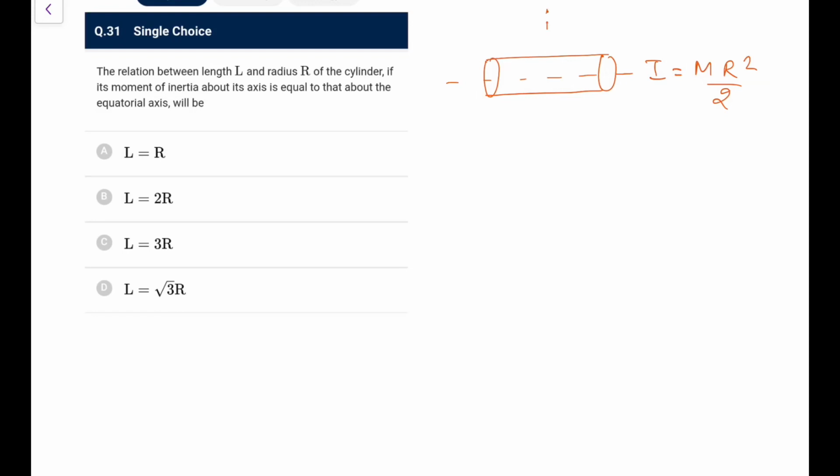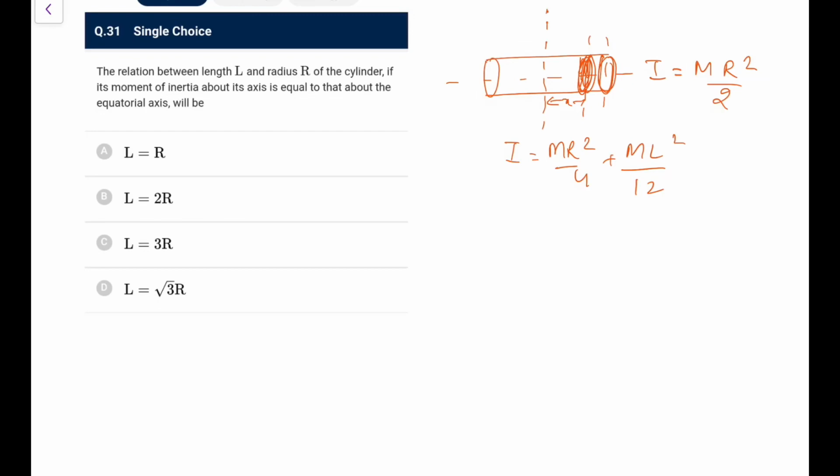Now about the equatorial axis, this one, this is interesting. About this, we take the example of the disc. This one is MR square by 4 added to what we say for the rod, ML square by 12. This is the formula that you should remember. If you want to derive, take a small thin disc of thickness dx, write it as dm R square by 4 plus dm into x square, and integrated it would be like this only.